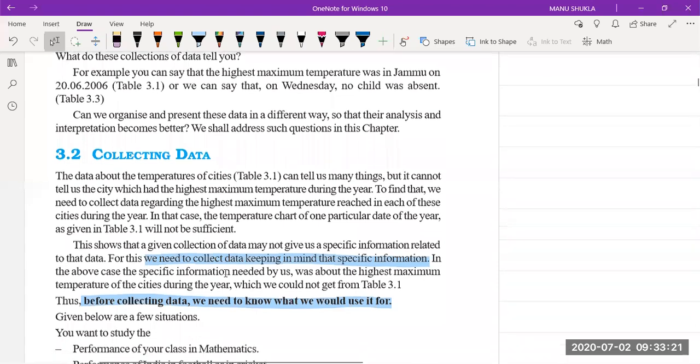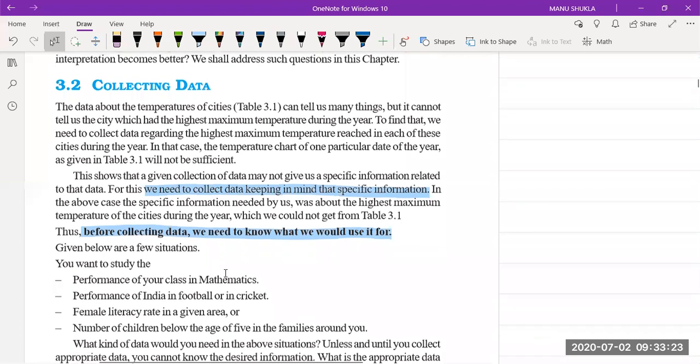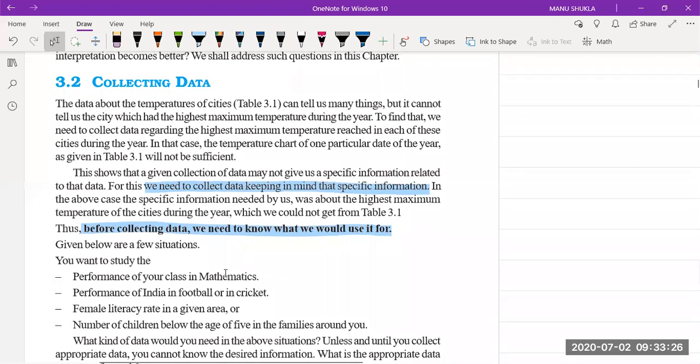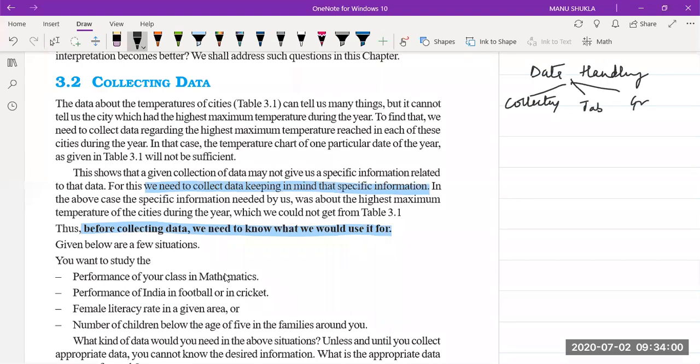Now comes collecting data. As I've told you, in the class, when you took admission, the teacher got your name, your roll number, your address, everything. Then they managed it. They made it in a tabular format. So the first process is always collecting, second is grouping, and third is representing. So there are three processes in data handling. First is collecting the data. Second is representing data in tabular format. And third is representing in a graphical way.